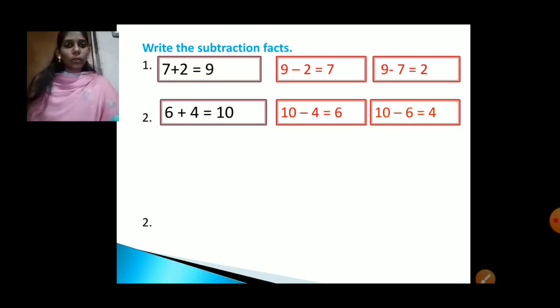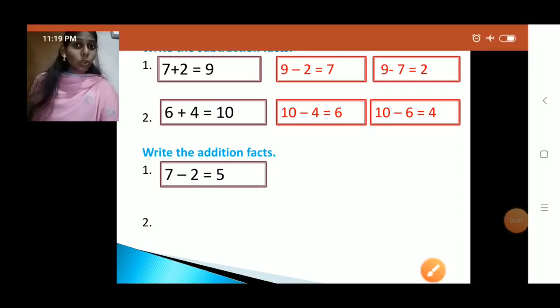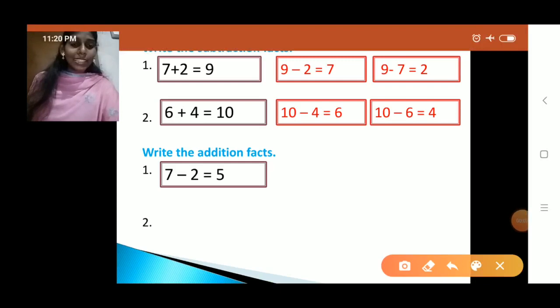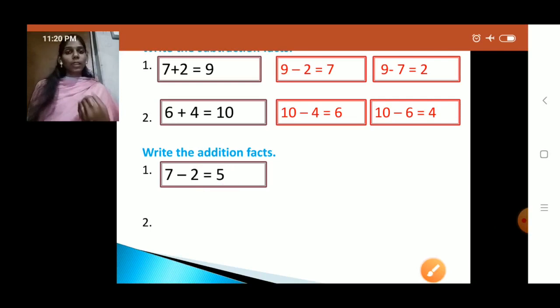Okay. Now the next question is write the addition facts. Means you have to write the addition facts. 7 minus 2 equals 5. In addition facts, what will you do? It's very easy. First we will add these two numbers, 2 plus 5, and then we will add 5 plus 2. Correct? So first we will write 2 plus 5.